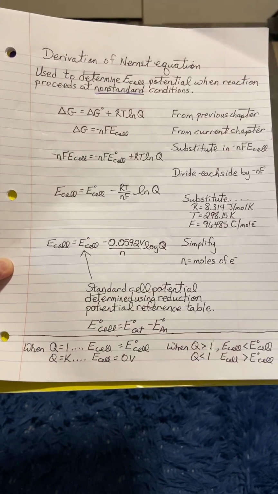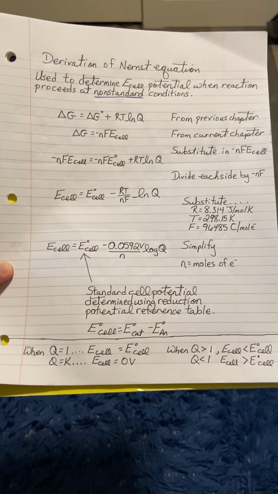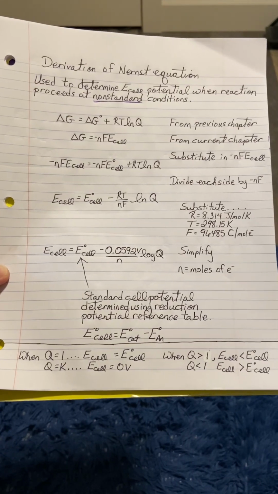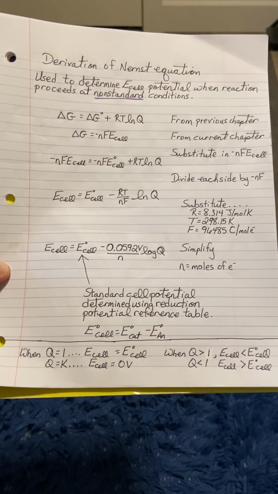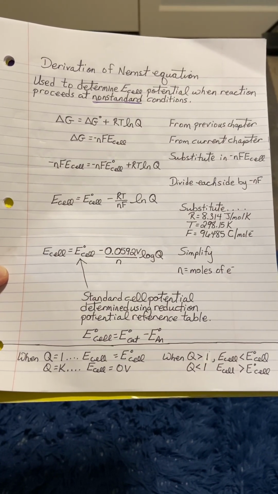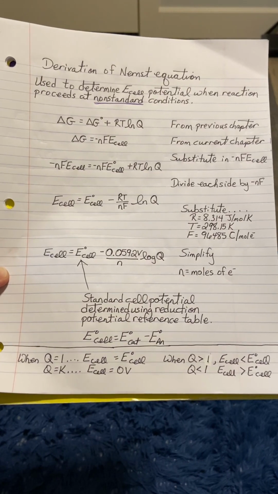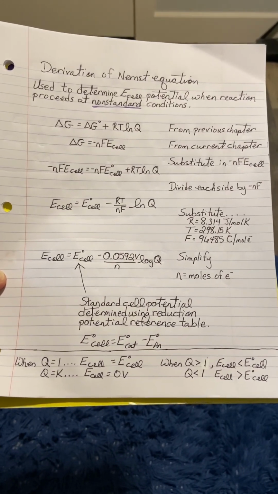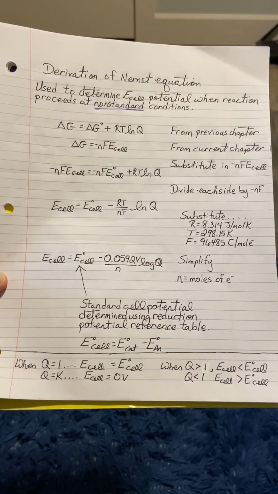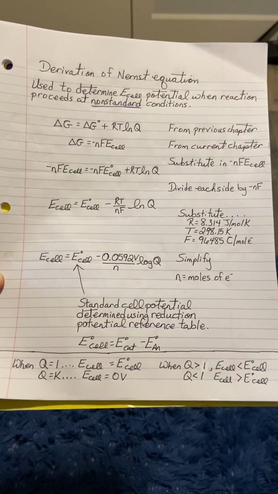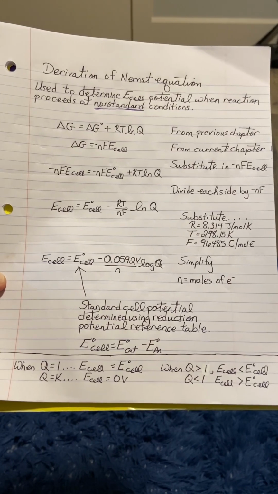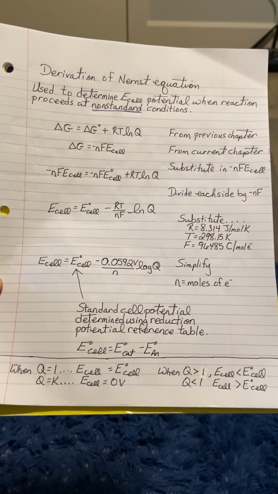Okay, let's talk about the derivation of the Nernst equation. The Nernst equation is used to determine the E cell value, so the voltage potential of a cell when the reaction proceeds at non-standard conditions. Remember, standard conditions are 1 molar solutions, 1 atmosphere of pressure for gases, and 298.15 Kelvin for temperature.